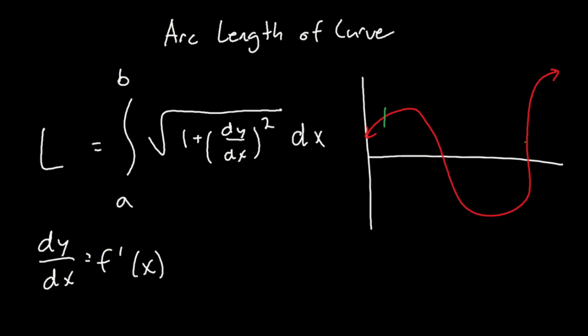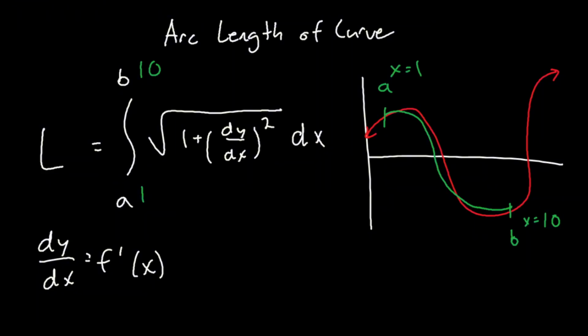And if you want to calculate the length of this line from A to B, then A would be the lower bound for this integral, and B would be the upper bound. So in an example, if this was x equals 1, and this was x equals 10, then your lower bound in the arc length of the curve would be 1, and the upper bound would be 10.